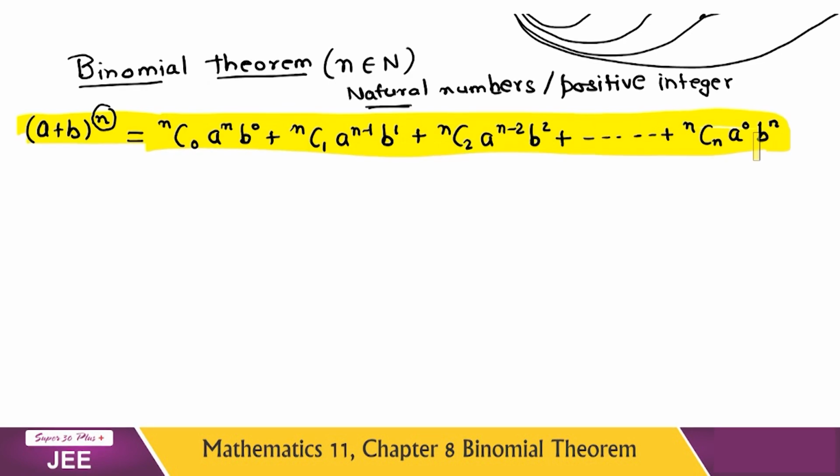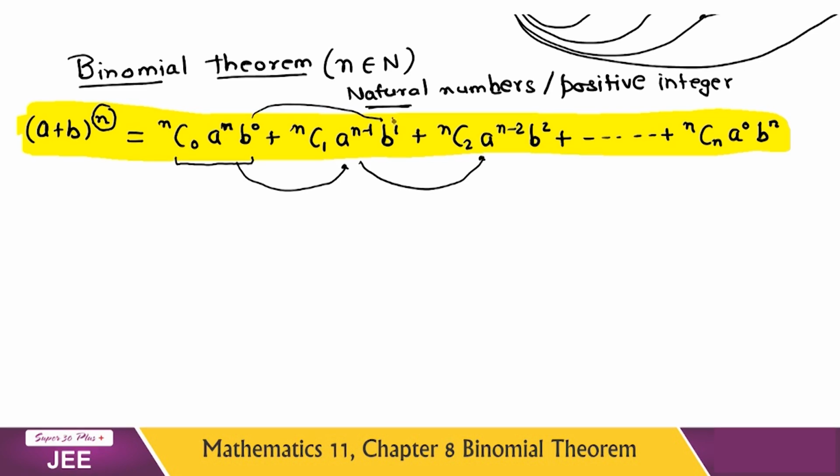Don't worry, we are going to prove it. But for now, you should understand that this is the binomial theorem, that (a + b) whole raised to the power n is equal to nC0. First term is nC0, I hope you are familiar with nC0. It is the number of ways of selecting 0 objects out of n objects. So nC0 is multiplied with a^n, and b^0. And in subsequent terms, as we are moving forward, the power of a is getting reduced while the power of b is getting increased. Alright, so far so good.